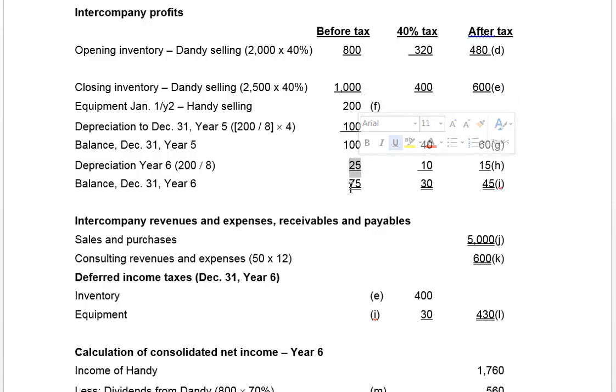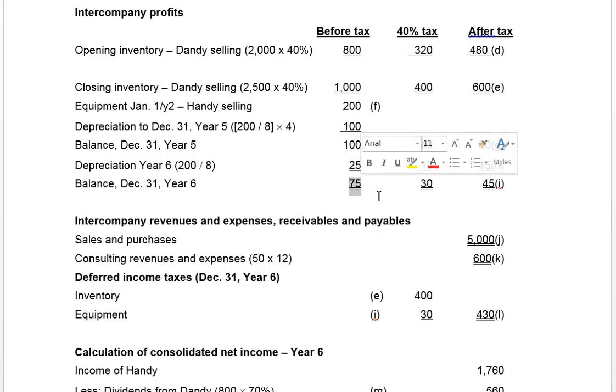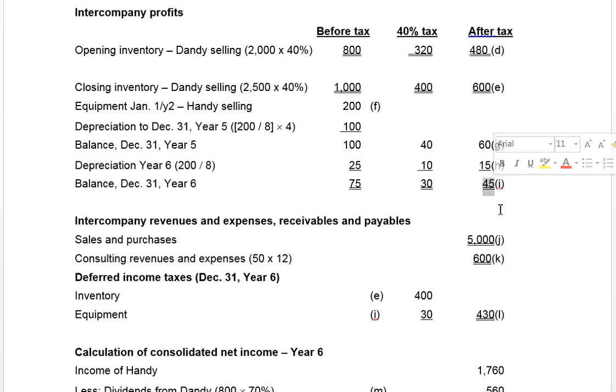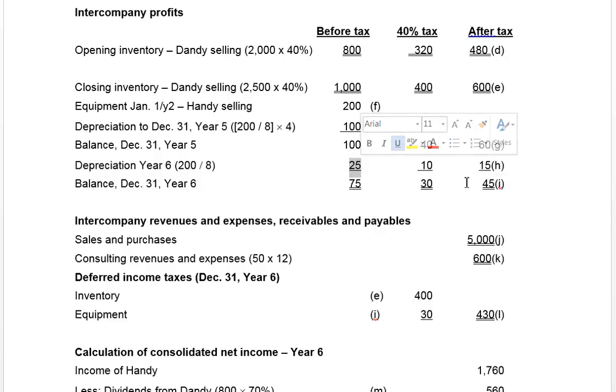So that means at the end of year 6, we have 75 pre-tax unrecognized, but we can book that into the remaining 3 years, years 7, 8, and 9, at $45 after tax to adjust our consolidated net income. But we're not going to make that adjustment now to consolidated income. All we're doing in the current year is we're going to recognize 25 pre-tax and $15 after tax.